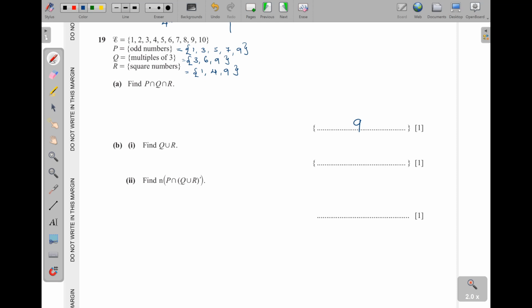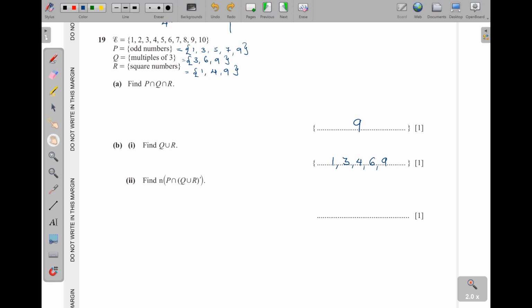And then find Q union R. So we put all of those numbers together in Q and R, beginning with the smallest. So we shall have 1, then 3, 4, 6, and 9. Then n means the number of elements in that given set.